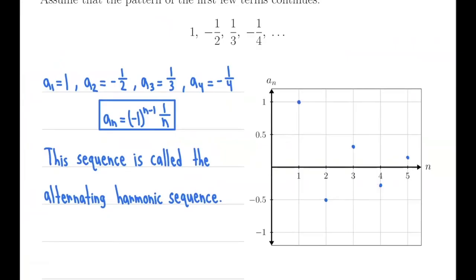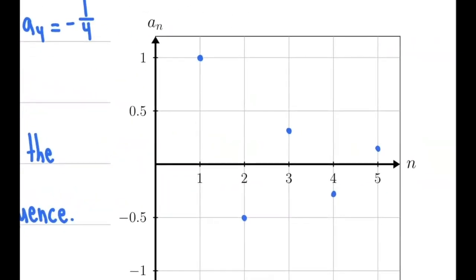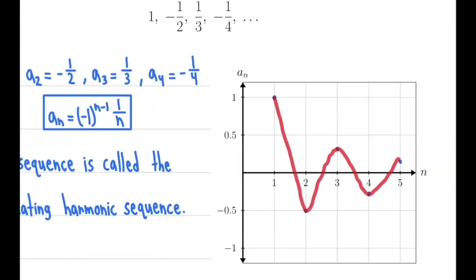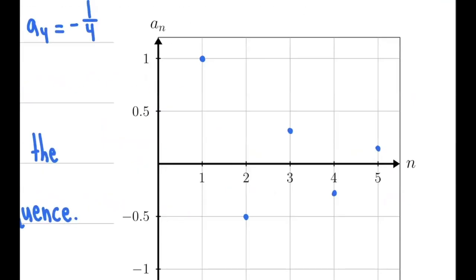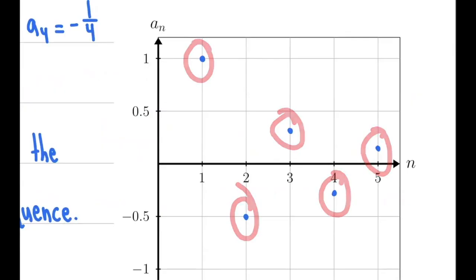So my question to you guys is, why am I not connecting these points? Why am I just plotting discrete points? Why am I not doing this? If you look at the sequence, it's just a bunch of numbers separated by commas. There's nothing in between them, right? It's not a continuous function. So basically, there's no 1.5th term. There's no 2.7th term. There's only first term, second term, third term, fourth term, fifth term.